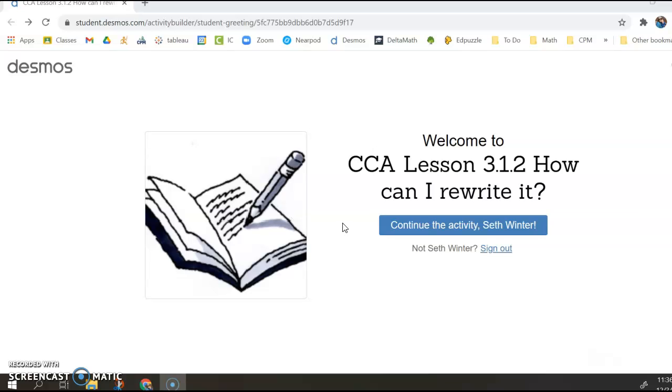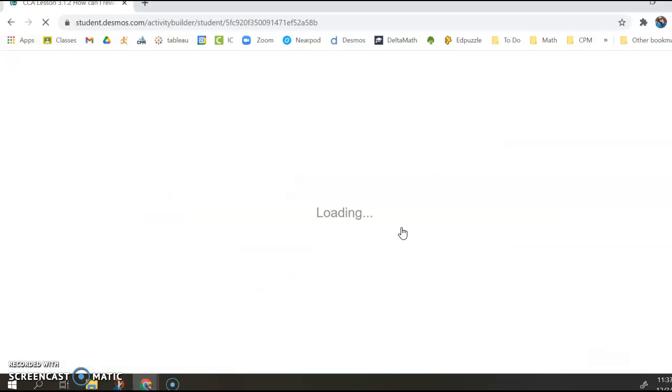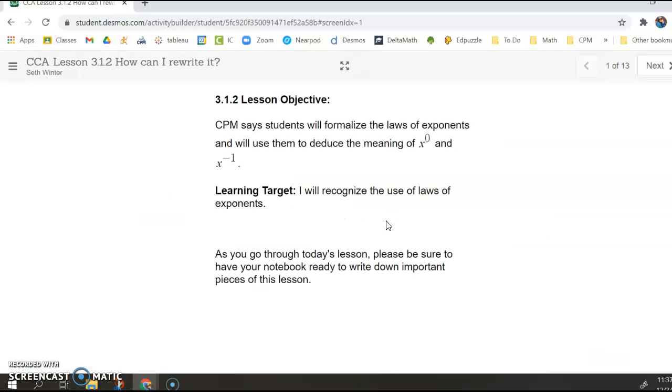It was CCA lesson 312, and we were focusing on negative integers and the zero integer. So let's get started and take a look at what you may or may not have figured out from Wednesday. Our target was to deduce the meaning of x to the 0 and x to the -1, and keep using those laws of exponents.